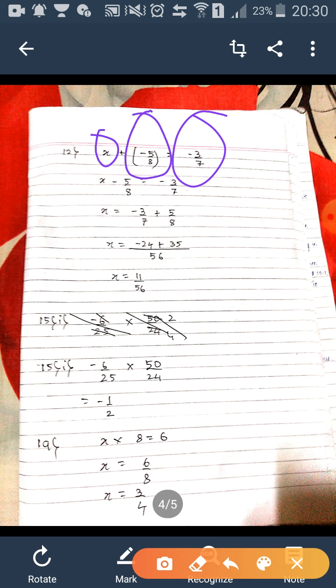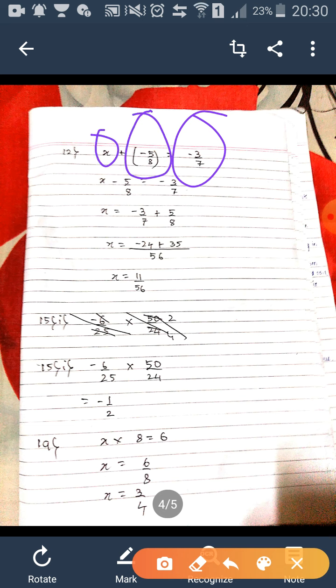Yes. And x is equal to what? 8 will go to the other side. It will become 6 by 8. And then finally if you cancel out, the answer will be 3 by 4. Yes. That is what I have solved as well over here. X is equal to 3 by 4. Now we will move on to this one, which is a new concept.